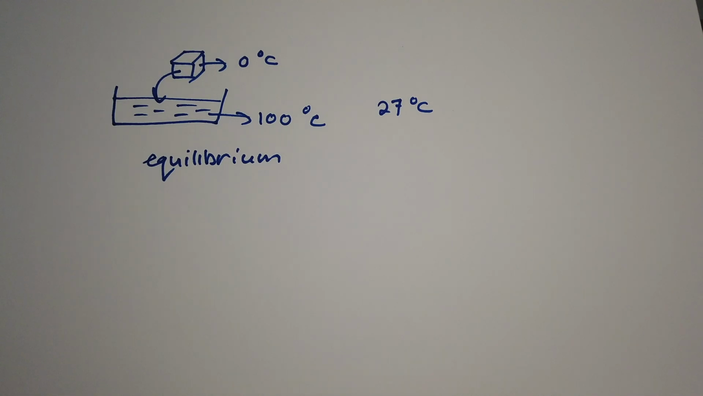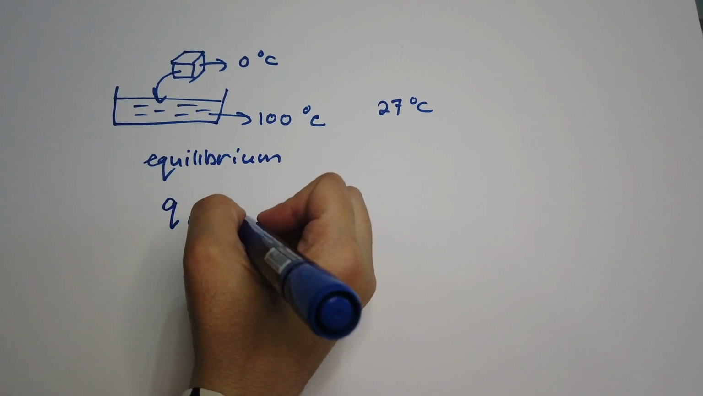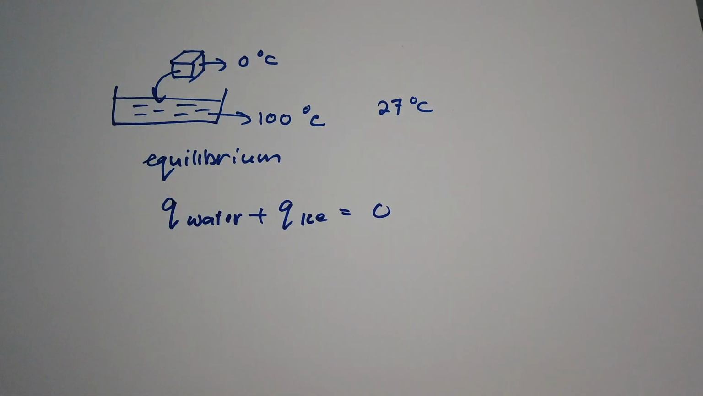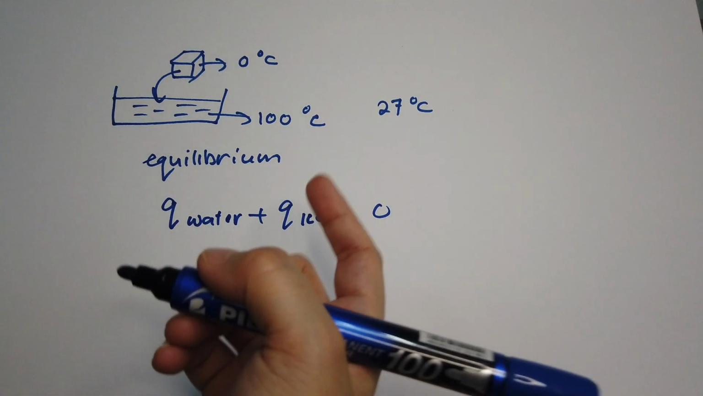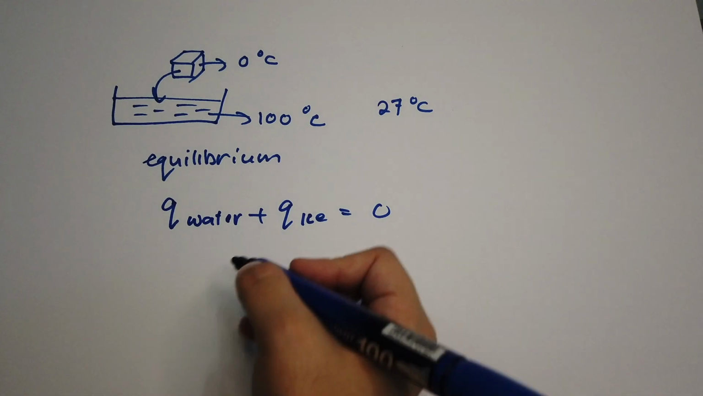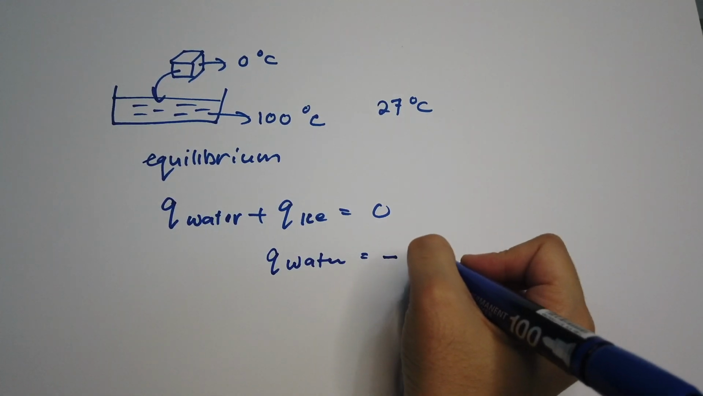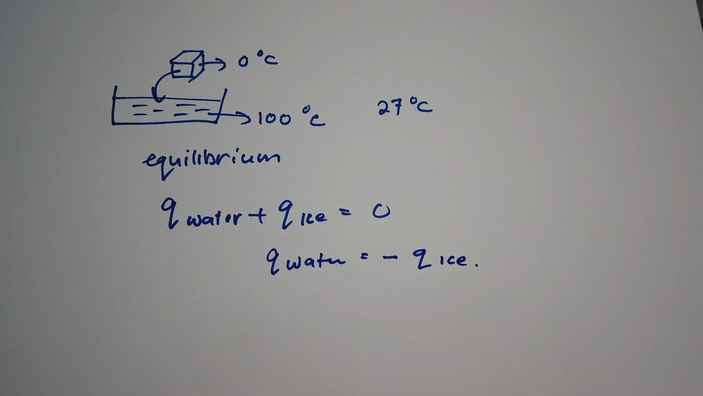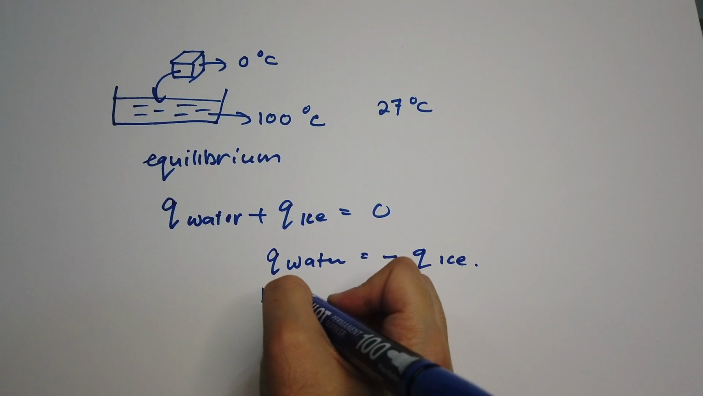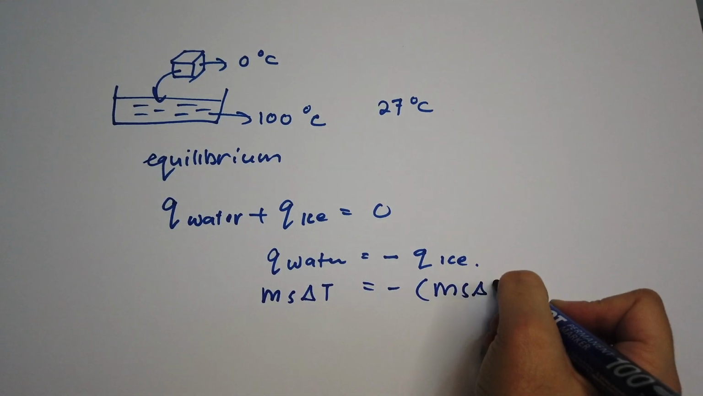Means that the Q for water plus Q for ice shall be equivalent to 0. So will the Q of water and the ice be the same? The answer is it is not going to be the same, because Q water shall be equivalent to negative Q ice. And then why is it not the same? Q is equivalent to m s delta T.